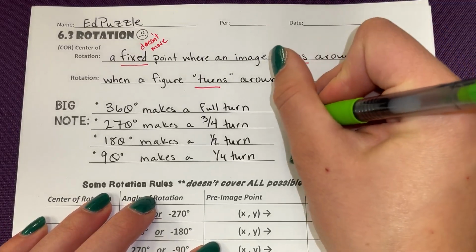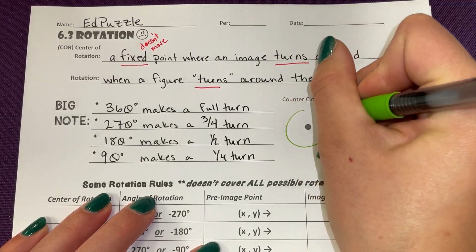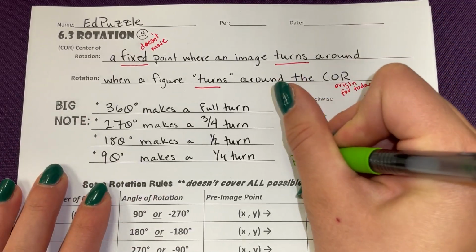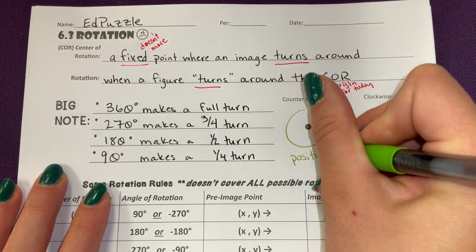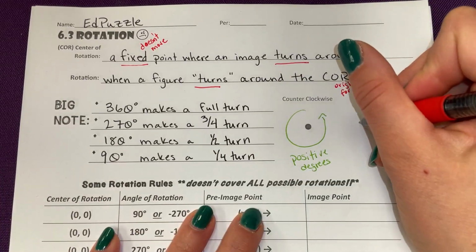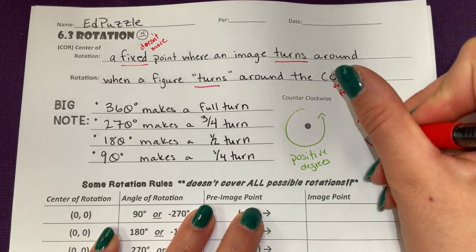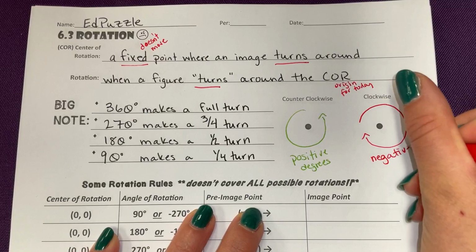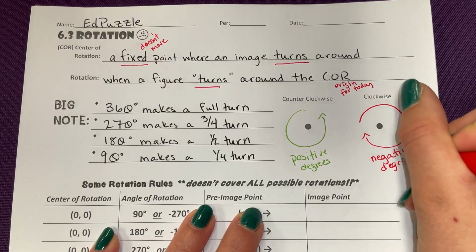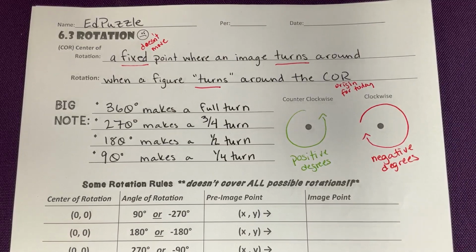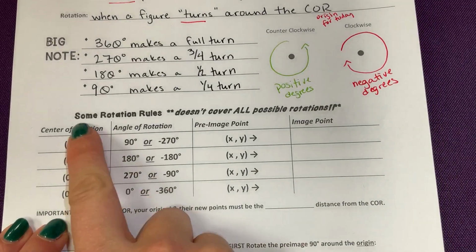Now, counterclockwise is when we go towards the left, and this is considered positive degrees. And then clockwise goes towards the right, and this is considered negative degrees. Okay? Now, we've got some rotation rules.